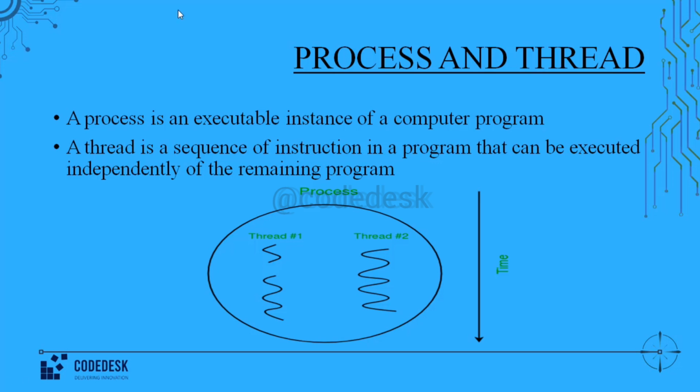Why are we going to divide that? In order to increase the throughput, that is, in order to reduce the process time. That's why we are dividing into small threads. In this figure itself you can see it clearly: this is a process, and inside the process we have the threads.